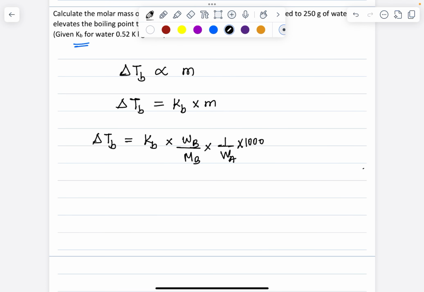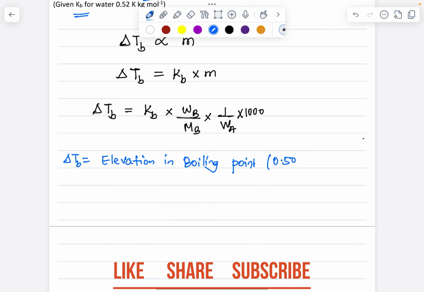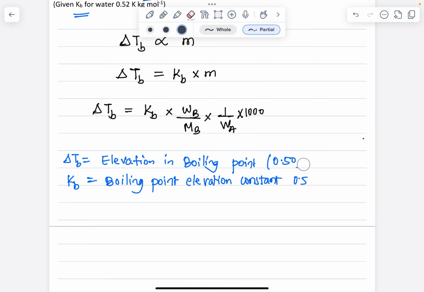Okay. Now I'll define this delta Tb. What is delta Tb? Delta Tb is the elevation in boiling point. How much is that given? That is given to be equal to 0.50 Kelvin. Whether it is in degree Celsius or Kelvin, the difference will be the same. Kb is also given. Kb is the boiling point elevation constant. That is equal to 0.5 Kelvin kilogram per mole. Over here the units are important.